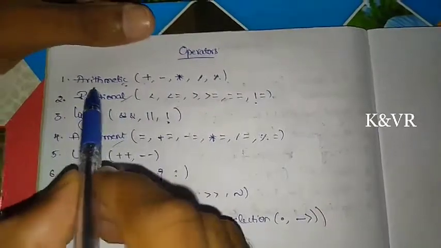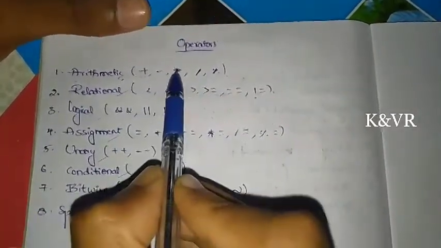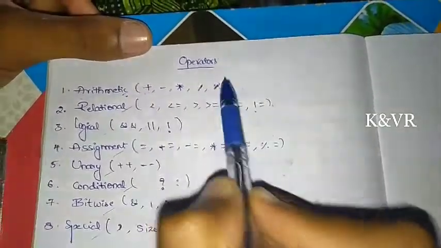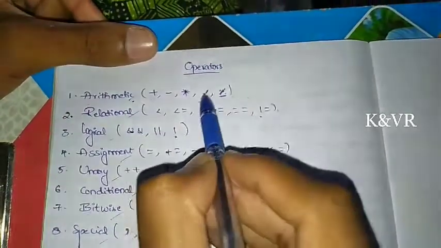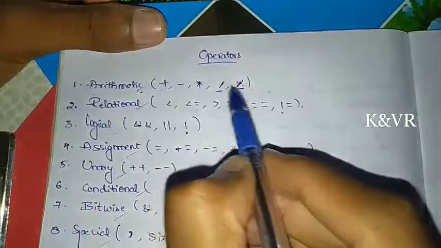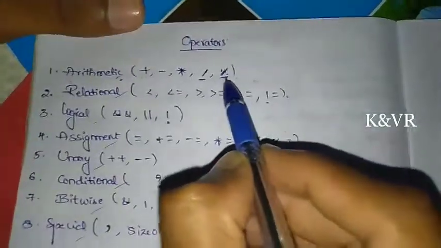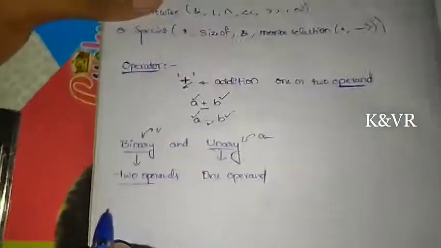I think we need not discuss arithmetic operators much, because plus, minus, star means multiplication, division. Slash is division. Percent is modular division, which means we get the remainder. When we perform the slash operator or division operation, we get the quotient as our result. When we use modular division, we get the remainder as our output. I will explain. First one, arithmetic operators.